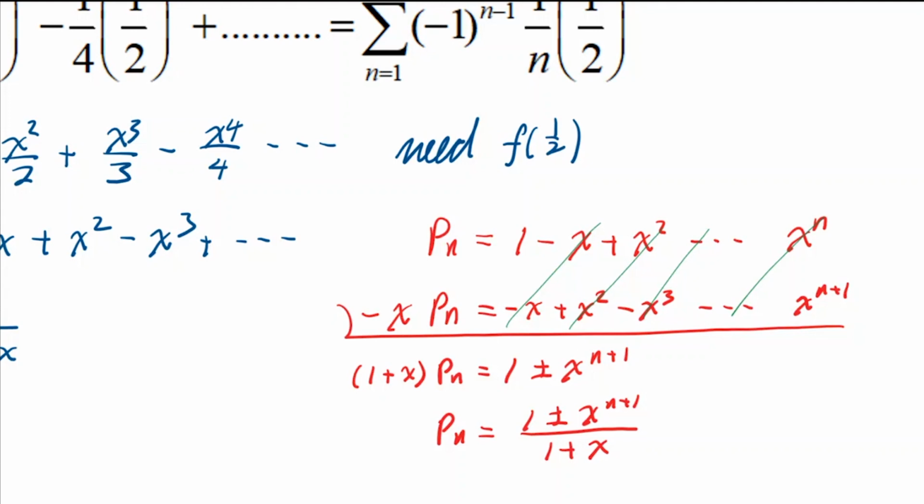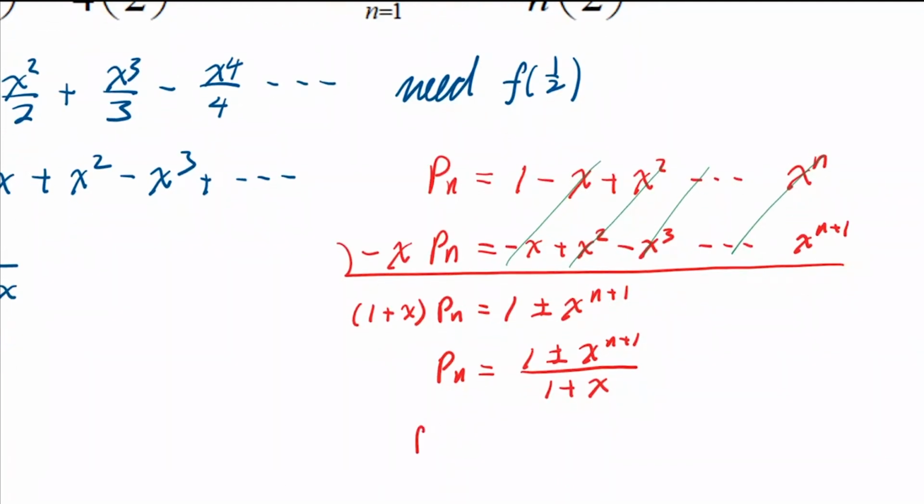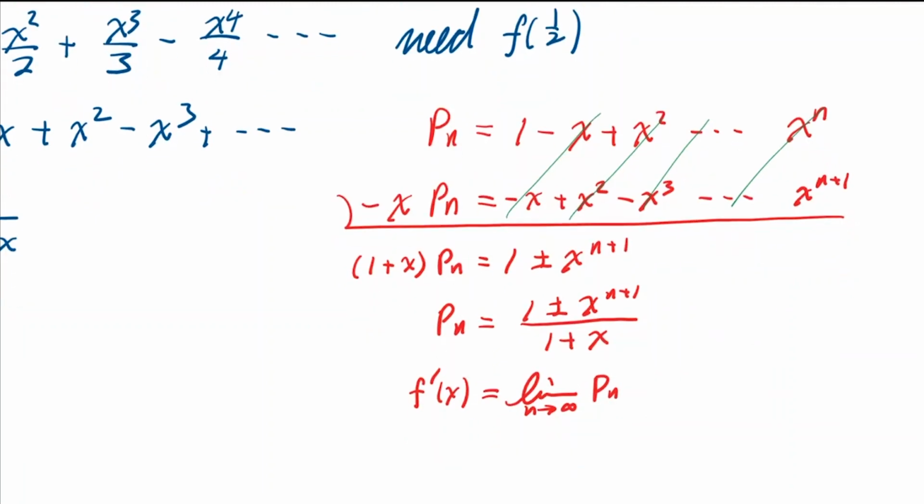Now we take the limit. So f prime of x is the limit of n approaching infinity of our P_n. And that we want to be 1 over 1 plus x, and that comes with a condition. What was our condition? Absolute value of x less than 1. Good, because we want this term to die, so that needs to be less than 1 to be an exponentially decaying function. We are okay because our x is 1/2 and nothing else. We are not interested in any other number other than 1/2.